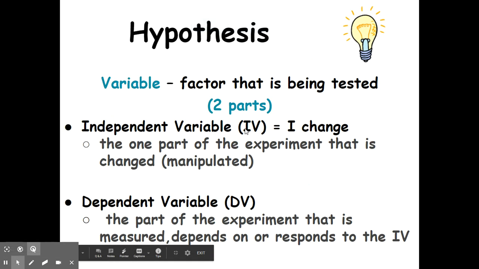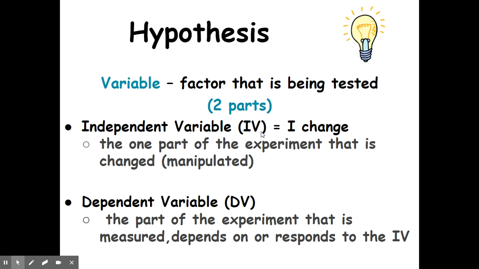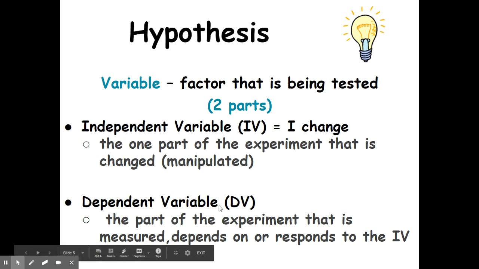Going back to the hypothesis for just a second and looking at the independent and the dependent variable, the 2 parts to that one thing being tested. The independent variable in the previous example was the fertilizer. That was the one thing that I changed or manipulated. The dependent variable was the growth of the corn plant. That's what responds or depends on the independent variable or the IV.